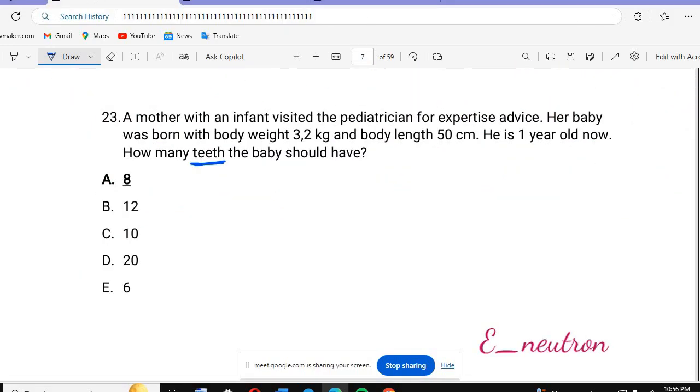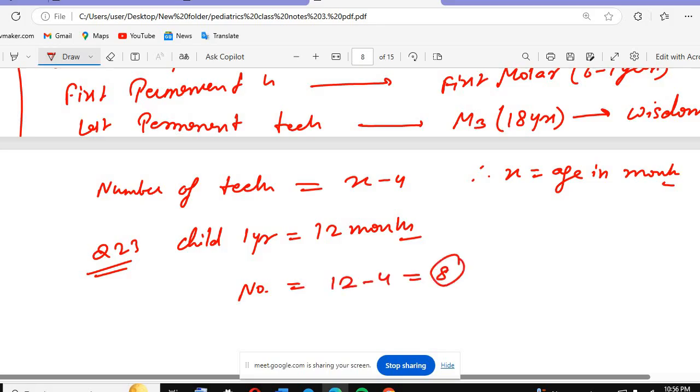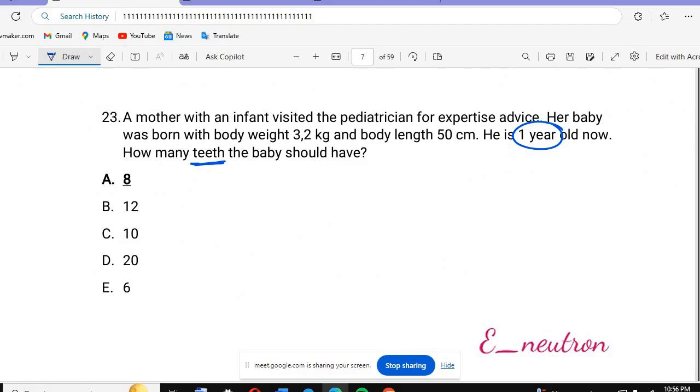According to our question, the baby is a 1 year old child. The 1 year old will be around 12 months. So the number of teeth is equal to 12 minus 4, which comes out to 8. So a baby at 1 year old should have 8 teeth.